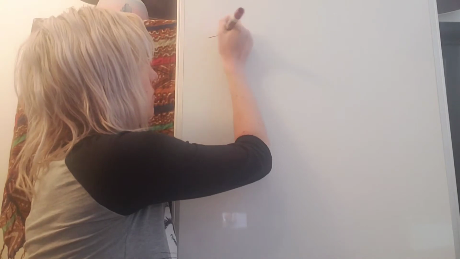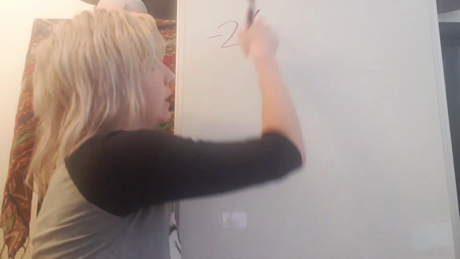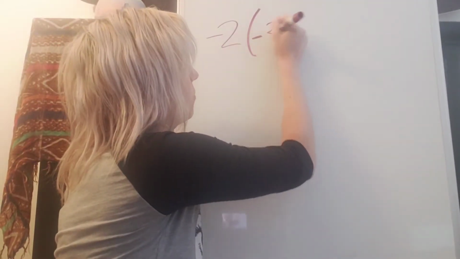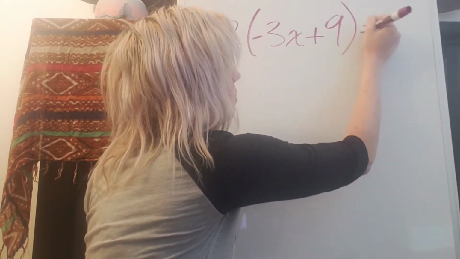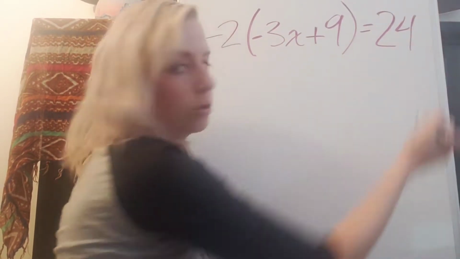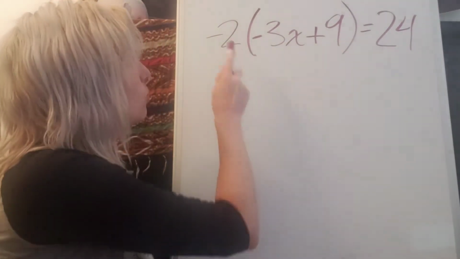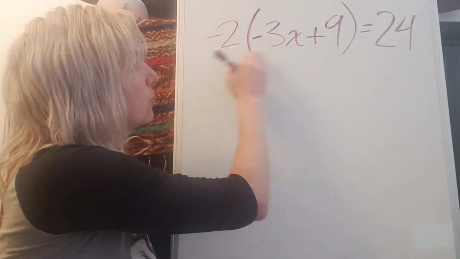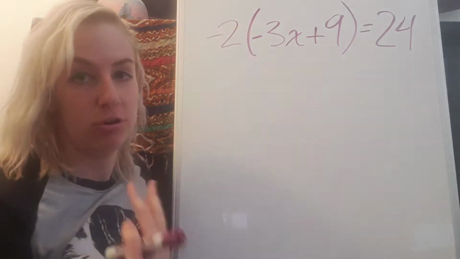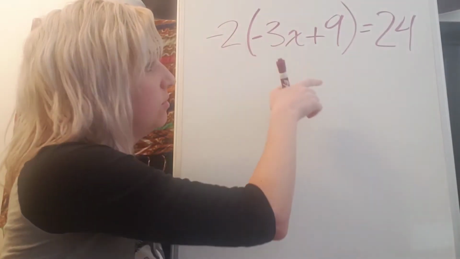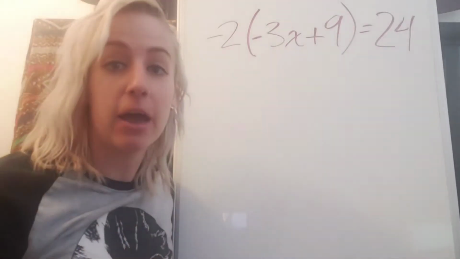Okay? So let's say I have -2 times, or I guess parentheses, -3x plus 9 is equal to 24. Now, the reason I said times is because when I have a number that is right next to these parentheses, or really anything, it doesn't have the symbol there, but I just know if I have something in front of parentheses, this is a multiplication problem.